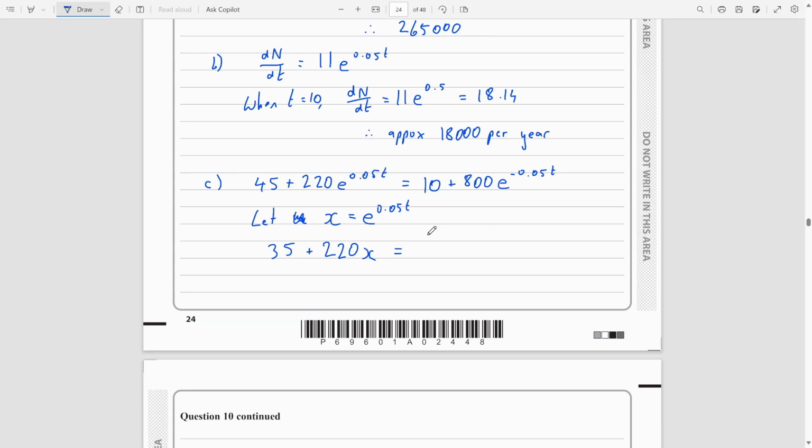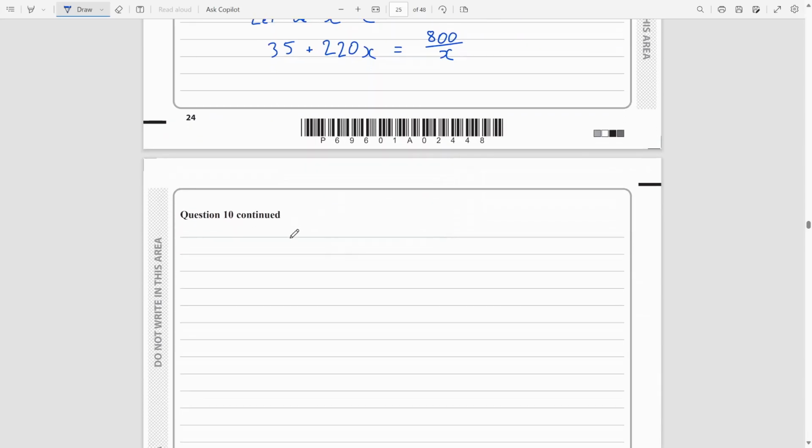So what you have here is 800 over x. Now multiply through by x and you get your quadratic: 35x plus 220x squared equals 800. Get everything onto one side, 220x squared plus 35x minus 800 equals 0. Do not spend any time trying to make this beautiful or easier to interpret. We're just going to get our answers from the calculator.